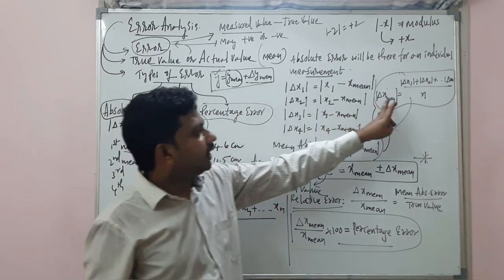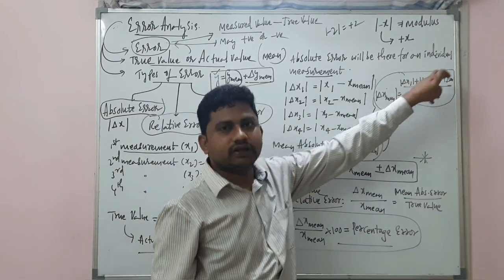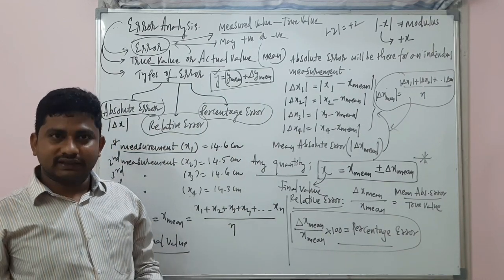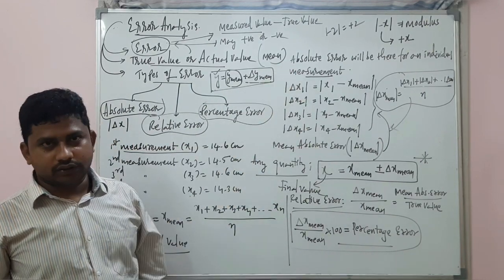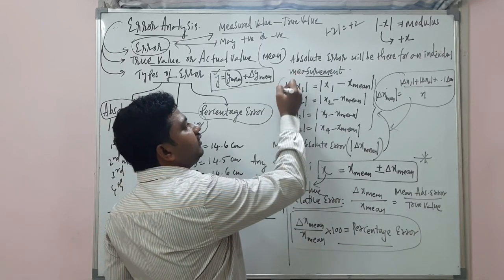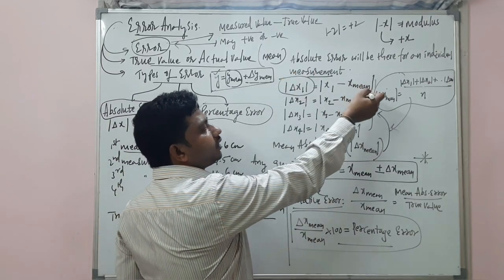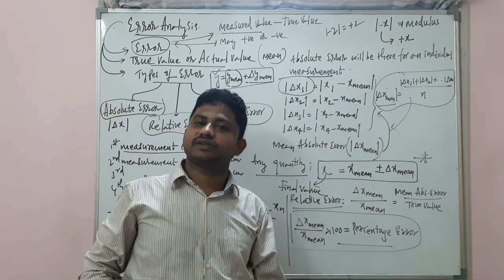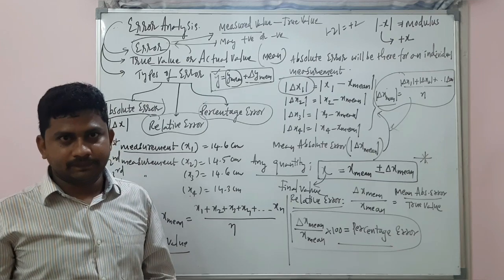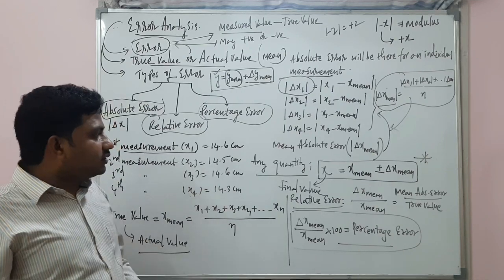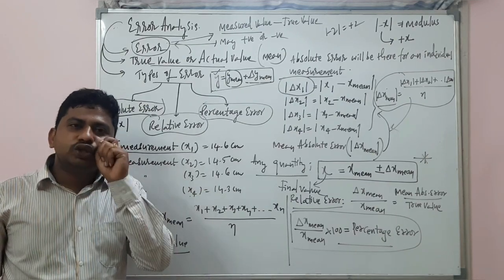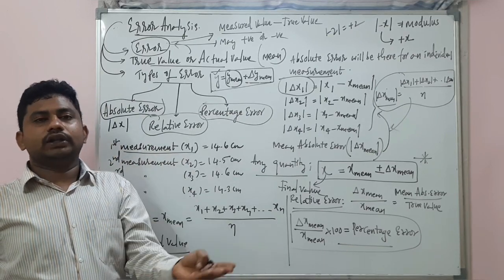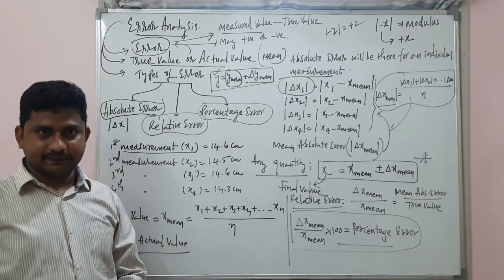Delta y mean also you can find out. Delta y mean is equal to delta x1 plus delta x2 plus delta x3 and so on, divided by the number of measurements. The question will be asked like this: absolute error. Individual absolute error or the mean absolute error, finally it will be positive because the modulus is present. Alright, let's start with a basic numerical, then we'll move to the middle level concepts of error analysis.